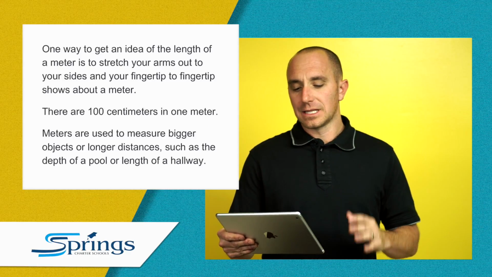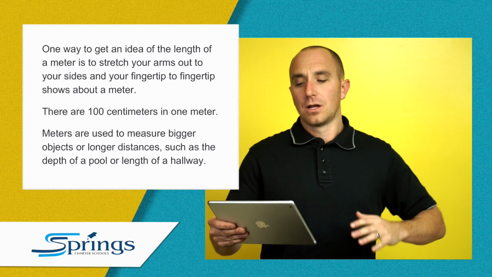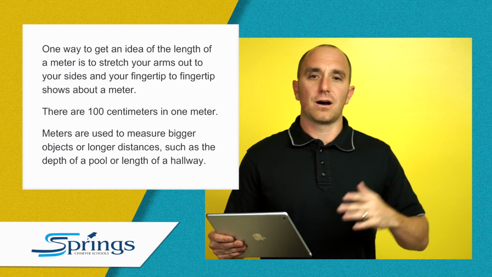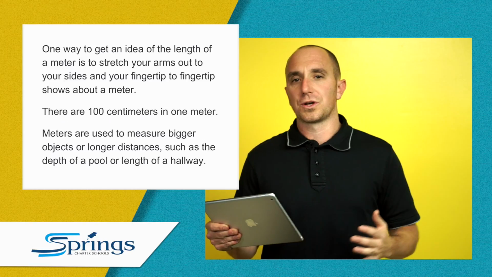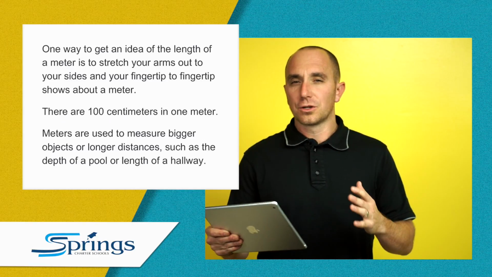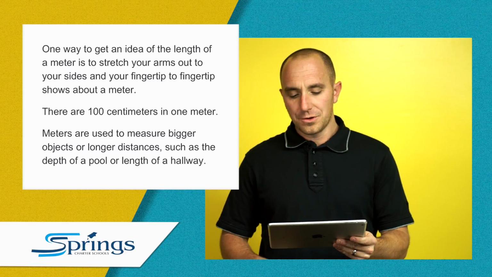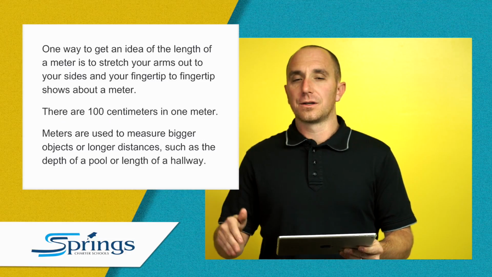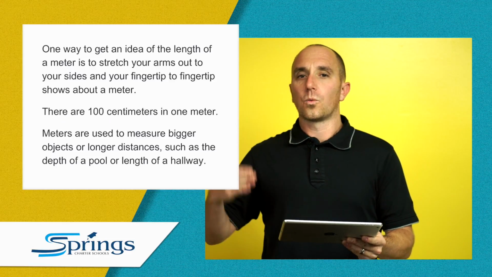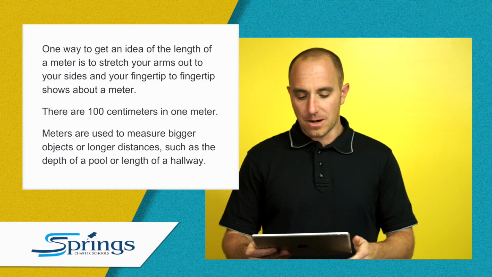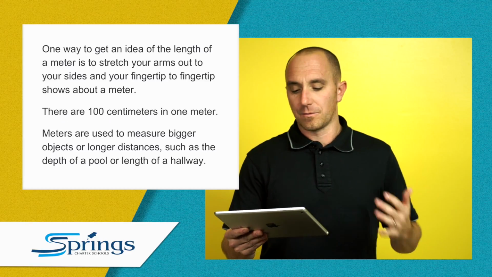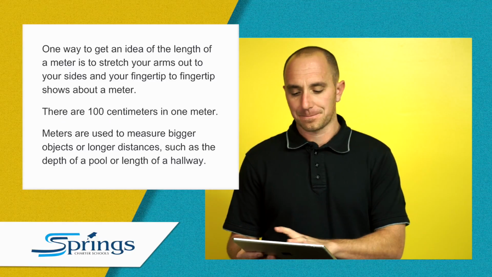One way to get an idea of length of a meter is to stretch your arms out to your sides, and your fingertip to fingertip shows about a meter. Now, obviously, this depends on how large or small somebody is, but you get an idea of when you stretch your arms out, you're looking at about a meter. So there are 100 centimeters in 1 meter. So like I said, it's kind of going in units of 10. 10 millimeters in 1 centimeter, 100 centimeters in 1 meter. Now, meters are used to measure bigger objects or longer distances, such as the depth of a pool or the length of a hallway, something like that.